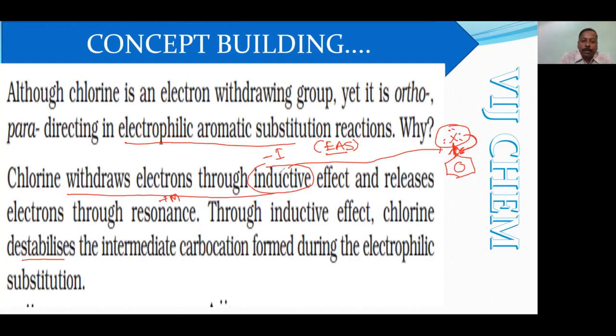It appeared to be a very harsh person for the inductive effect, but once it donates its lone pair to the resonance, that time it will be the plus M effect. So through the inductive effect it destabilizes, but it is stabilized due to the mesomeric effect. So the carbocation formed during the electrophilic substitution. Now let's see the diagrammatic explanation of this.